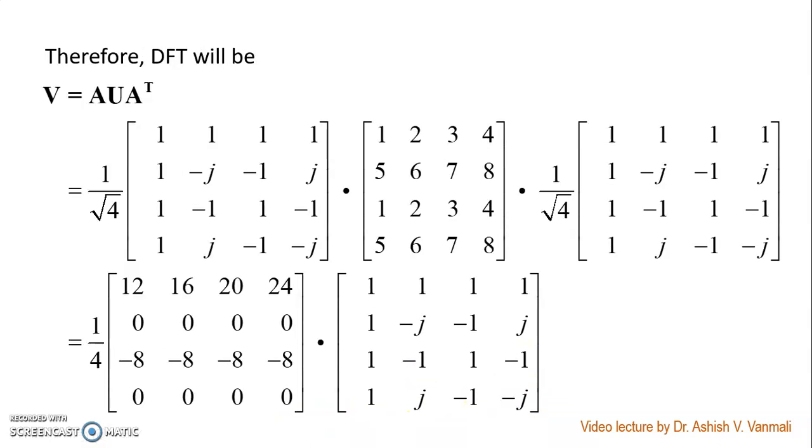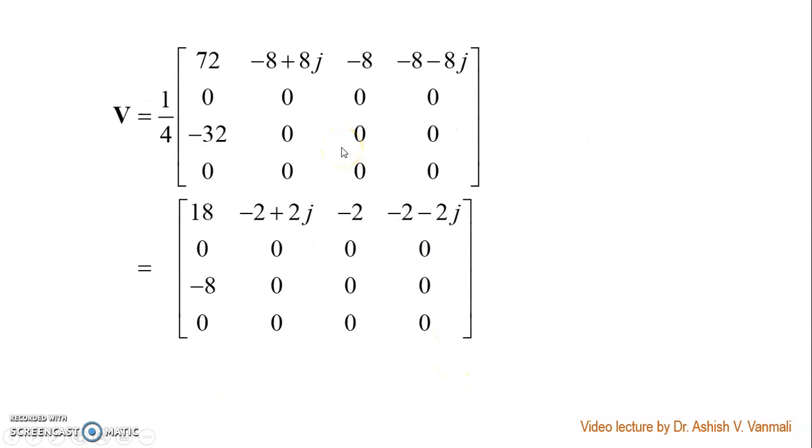So let's find the transform image. As we all know, the transform image B is A U A transpose. So what we need to do is substitute the values of A, U and A transpose and then multiply the matrices. If you multiply this 1 upon root 4 with 1 upon root 4, we'll get 1 by 4 over here. The multiplication of this matrix with this matrix results in these values, and then this matrix we can multiply with this matrix, which results in these values. If we take this 1 by 4 inside, this is what the final transformed image will be.